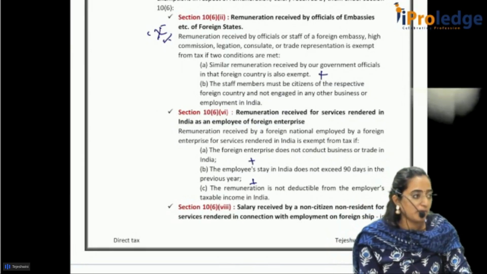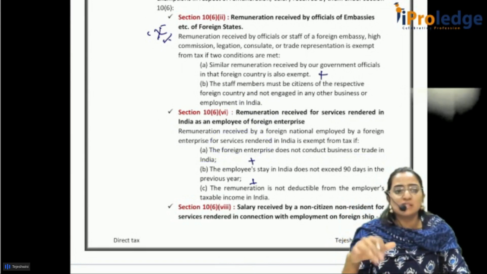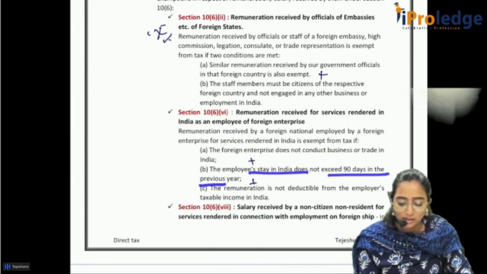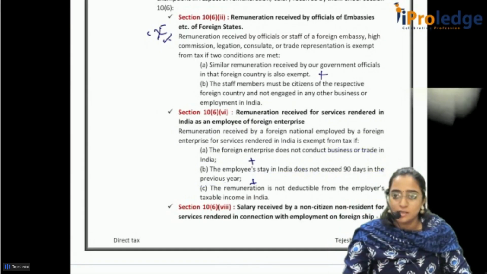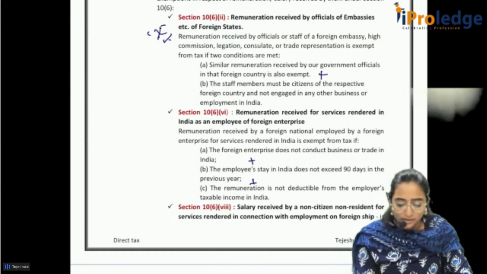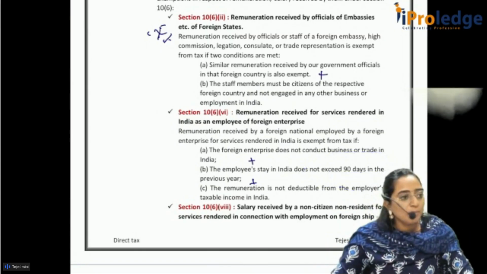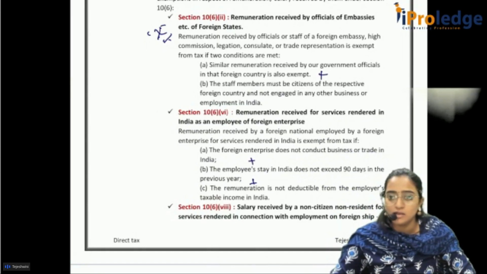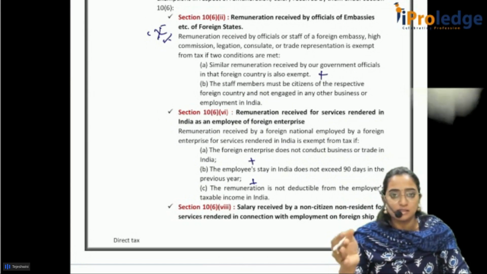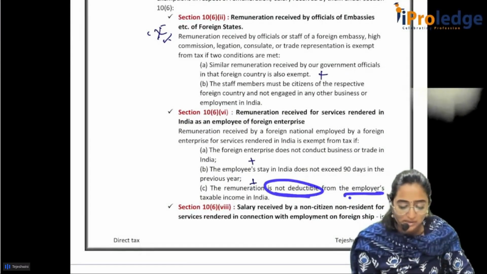Everyone, what does it mean? You see, this foreign enterprise, that is the foreign company, is not conducting any business or trade in India. It doesn't have any business connection in India, basically. And the employee's stay in India does not exceed 90 days in the previous year. The fellow coming and staying in India for rendering some services in India, it is not exceeding how many days? Not exceeding 90 days in the PY. He has come to India for the purpose of this one only, but it does not exceed 90 days. That is, it is up to 90 days. The remuneration is not deductible from the employer's taxable income.